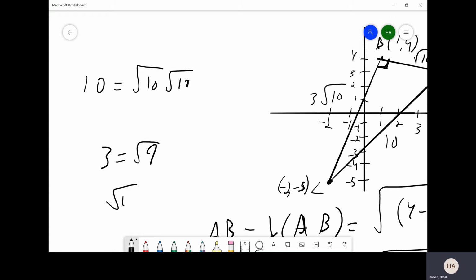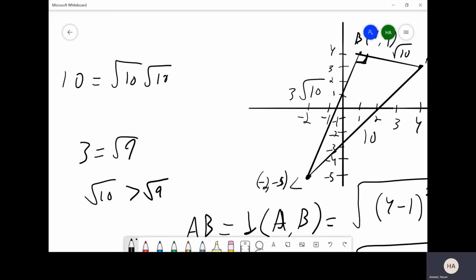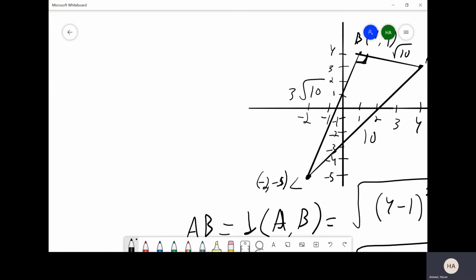So obviously the square root of 10 is bigger than square root of 9. So we've then shown that side AC is bigger than side BC. Again, that was probably the hardest part of all of this. And if you still don't understand that, feel free to reach out to me privately, and I'll be sure to go through it a little bit slower, just to really make sure that it makes sense. But that's the game plan.